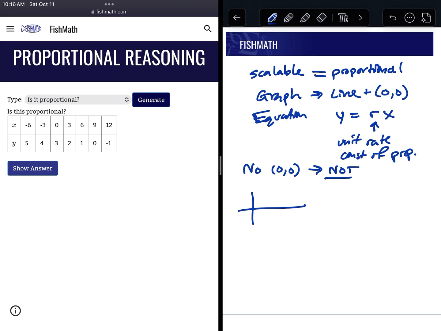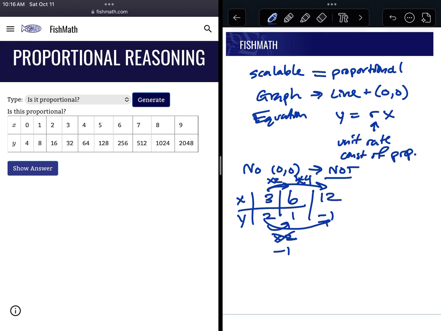Why it doesn't work is the x and y coordinates. If we're looking at 3 to 6, it goes from 2 to 1. So 3 to 6 is doubling. This is not doubling in the same direction. No, it's being halved, or a -1 pattern. If you go from 3 to 12, 12 is at -1. That should be times 4. This is certainly not times 4. So that one you can clearly tell is not proportional.